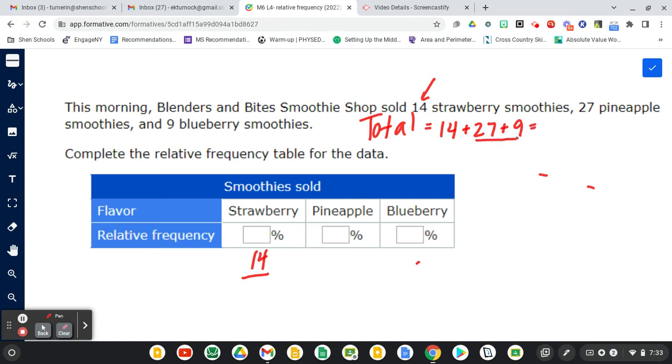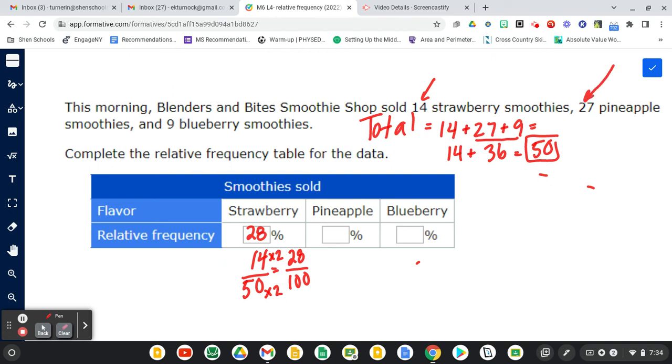27 plus 9 gives me 36. 36 plus 14 gives me a total of 50. So I'm working out of 50. So 14 out of 50 times a strawberry was ordered. Now to get to a percent, I'm looking out of 100. So this is nice because I just have to do 50 times 2 to get to 100. So 14 times 2 would give me 28. So 28 of the orders were strawberry smoothies, 28%.